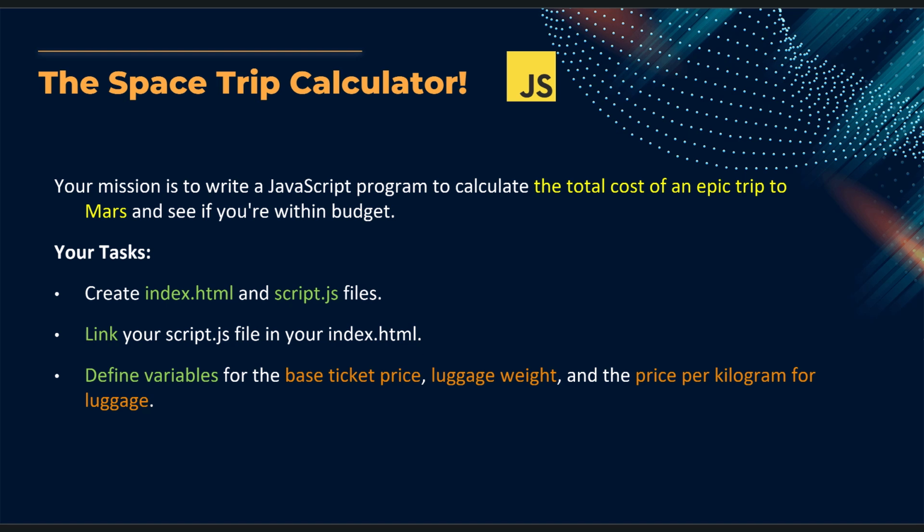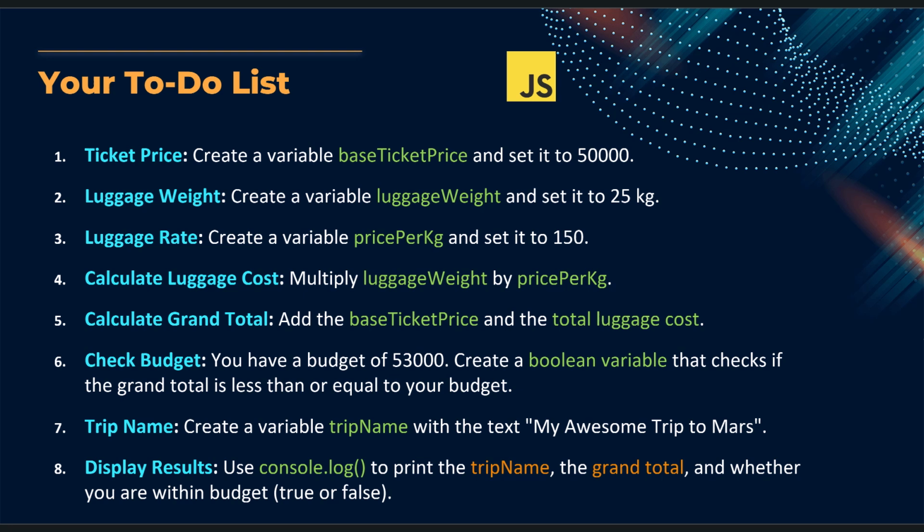First, create your two basic files, an index.html and a script.js. Of course, you'll need to link that script.js file inside your index.html. Now, inside your script.js file, you're going to do a few things. Create a variable for the base ticket price and set it to 50,000. Next, create another variable for your luggage weight and set it to 25 kilograms. Next, you'll also need a price per kilogram for the luggage. So create a variable for that and set it to 150.